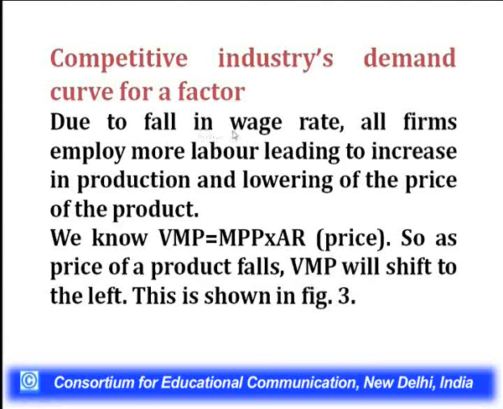Then we will see how we can find out the demand curve for a competitive industry. Due to fall in wage rate, all firms employ more labor, leading to increase in production and lowering of price of the product. We know value of marginal product is equal to MPP into AR. So as the price of a product falls, VMP will shift to the left. This is shown in figure 3.